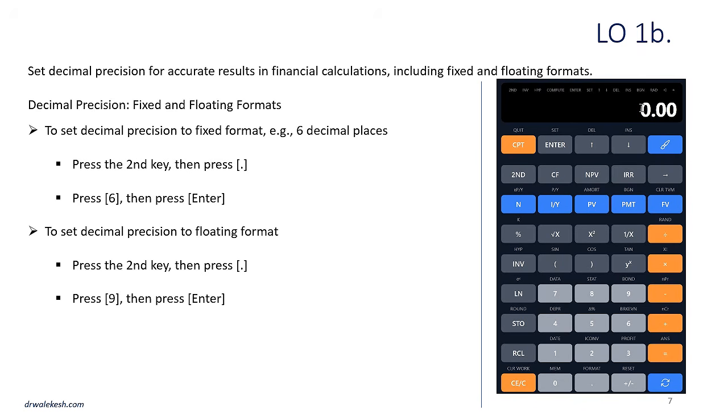Currently, our financial calculator is on 2 decimal places. We want to change these 2 decimal places to 6 decimal places. So to do that, we would press second function, then format. Since we are interested in 6 decimal places, we would press 6, then enter.